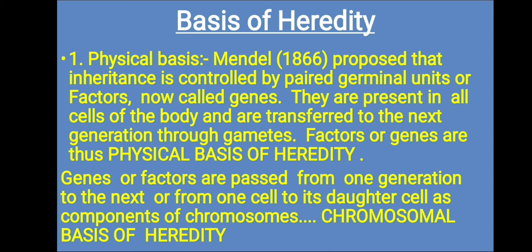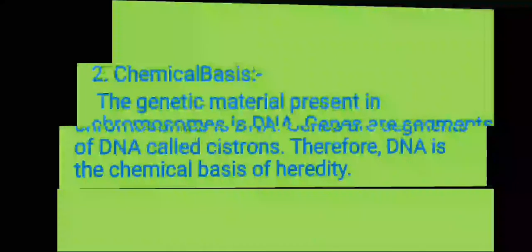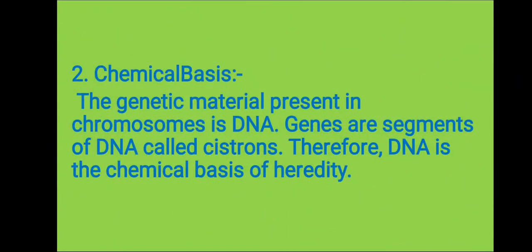When the chromosomes are passed from the parents to offspring, or from one generation to the next generation, or from one cell to the daughter cell, it is called the chromosomal basis of heredity. When you take into consideration the genes or factors, it is called the physical basis of heredity. But once you take into consideration the chromosomes, then it is called the chromosomal basis of inheritance. Now, another one is called the chemical basis of heredity.